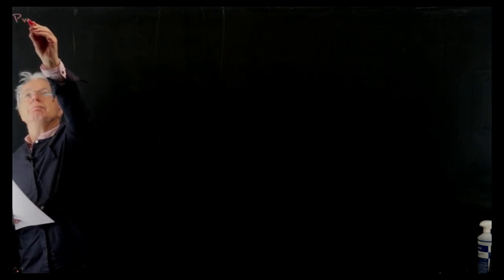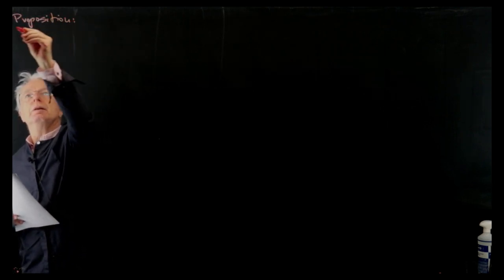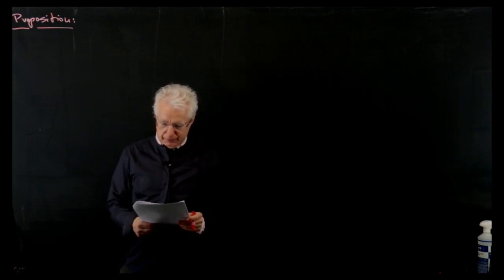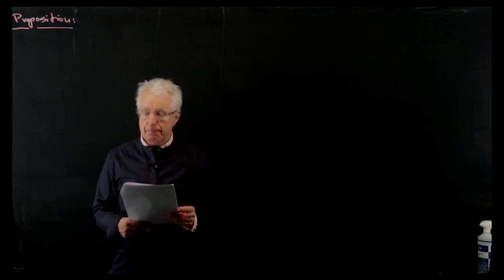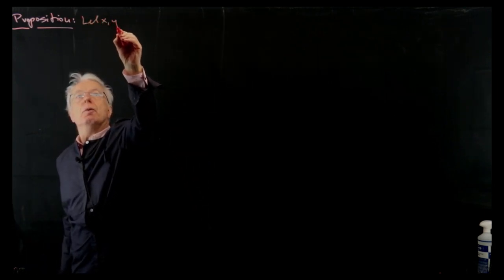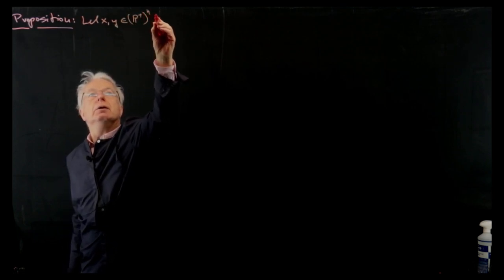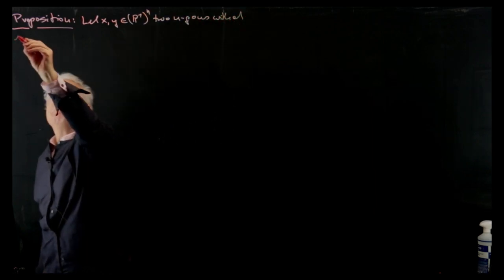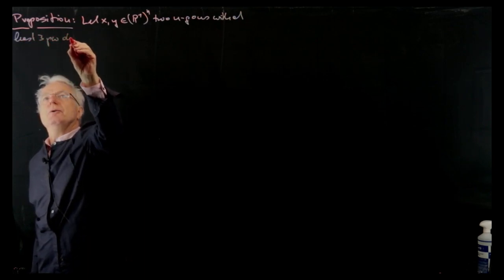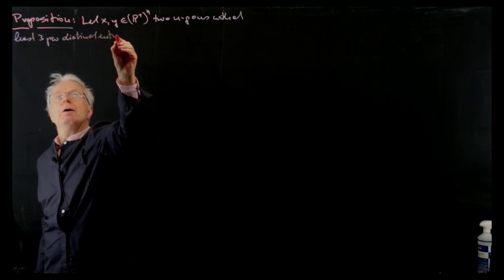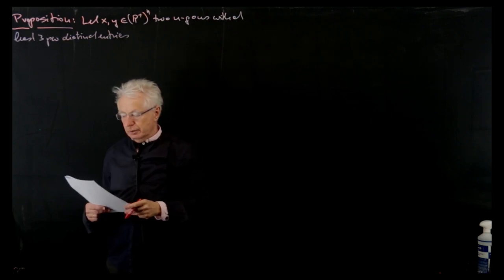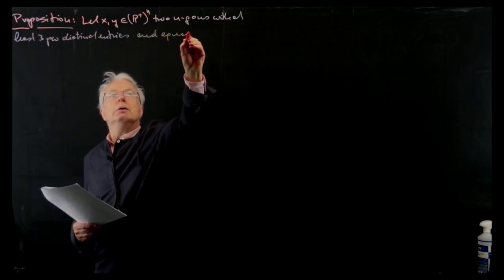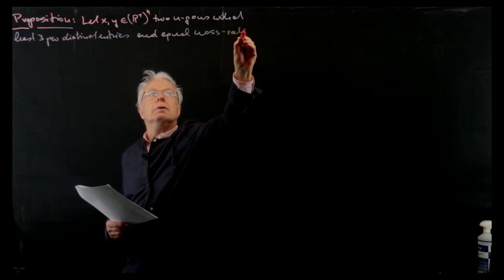Proposition. Yeah, that's a very strange proposition. We just take 2 n-gons, let x, y in P1^n, 2 n-gons with at least 3 pairwise distinct entries. Otherwise, we are completely stuck. That's our constant condition. And equal cross ratios whenever defined.